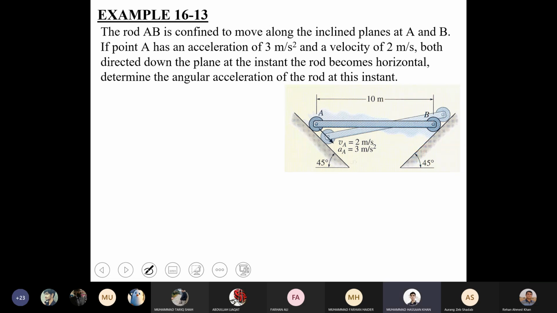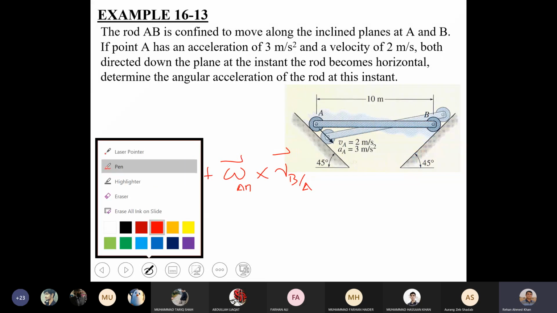Sir, A ko base point bana lenge. So our equation would become VB should be equal to VA plus omega cross r. So omega is going to be omega AB of this connecting rod, and the relative position is going to be the relative position of B with respect to A. Okay, what about VA? Can you identify this VA vector?